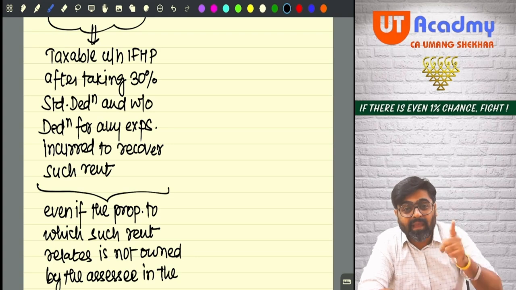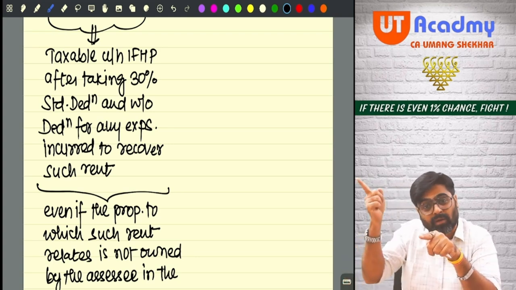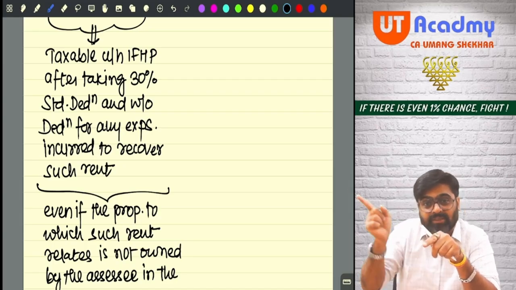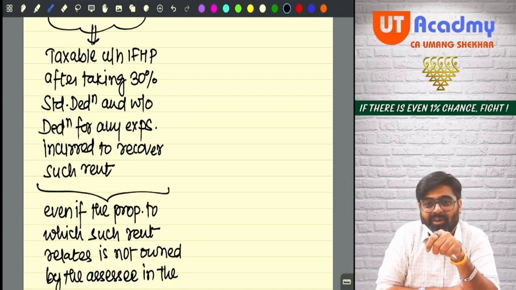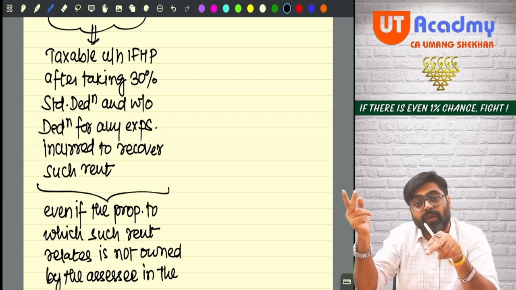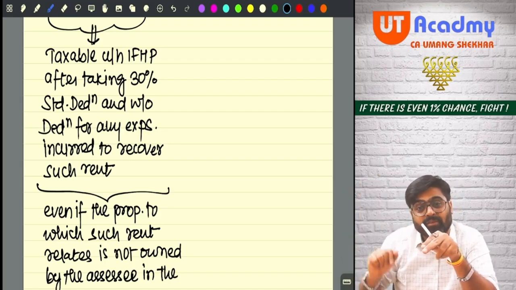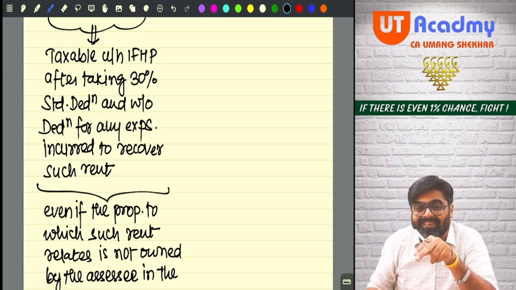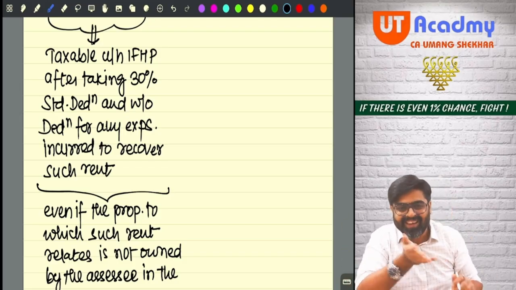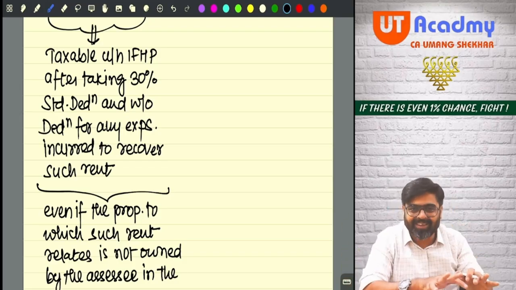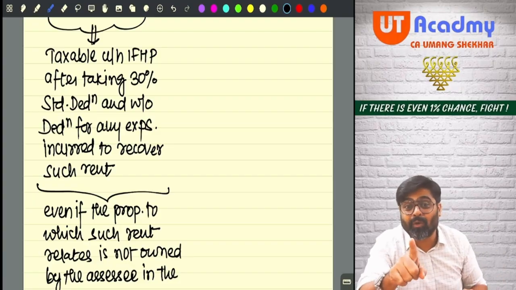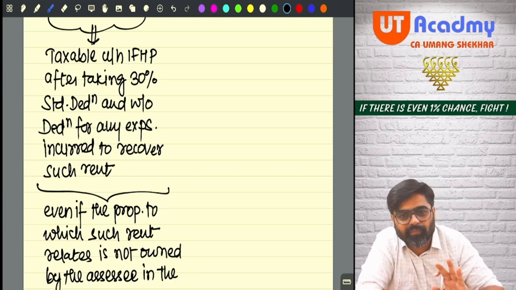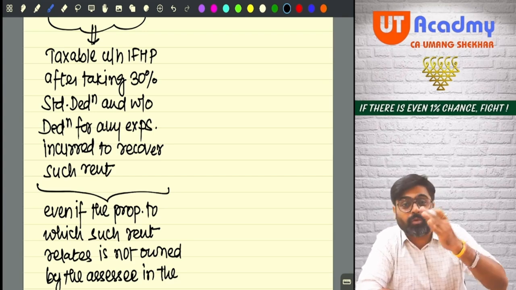But tell me, if this rent you would have shown as a part of annual value in that year, you would have got a 30% standard deduction in that year, no? So would you have paid tax on the entire 24,000 or 24,000 minus 30%? Minus 30%. And there also we would not have allowed you any expense. Same logic applies here. When you charge this 24,000 in this year, take 30% standard deduction and no expenses for any recovery will be allowed. Got it? Easy? Now come to that question.